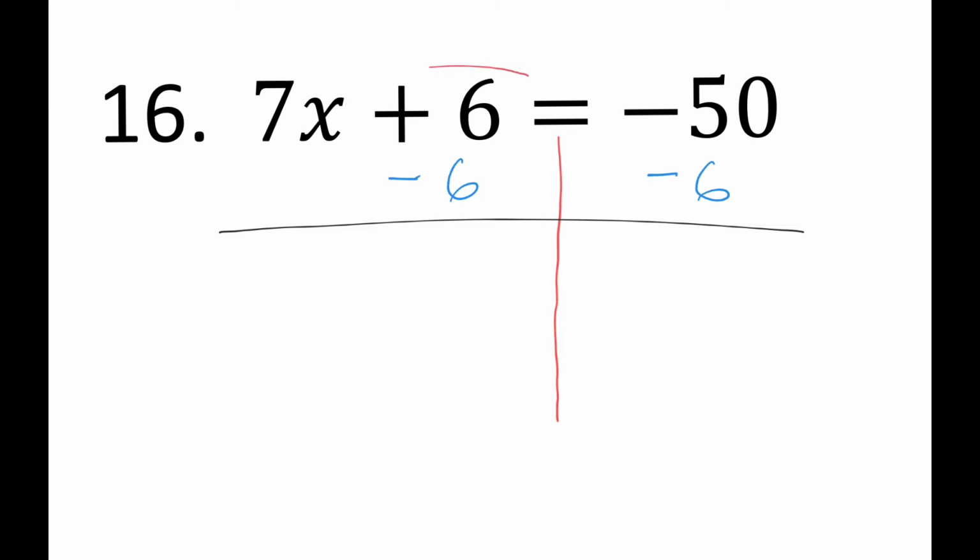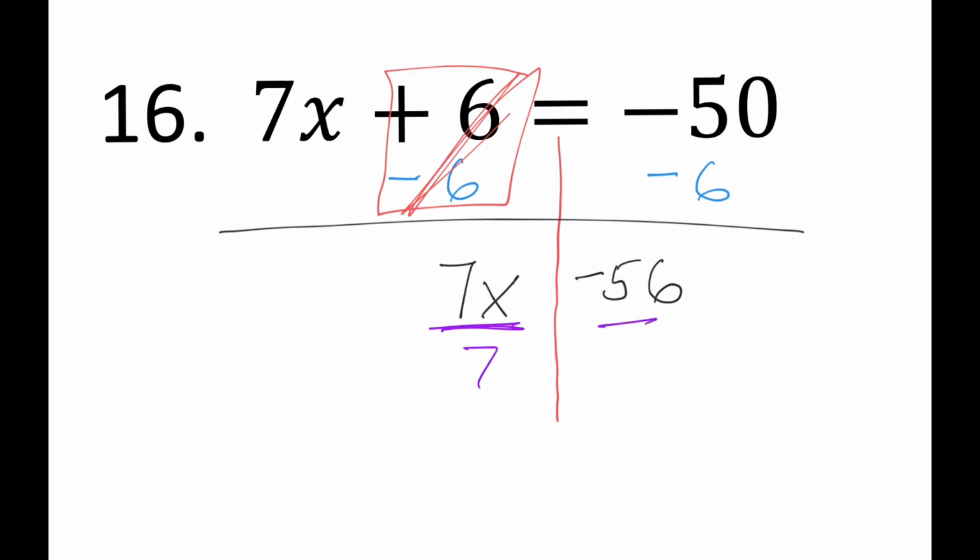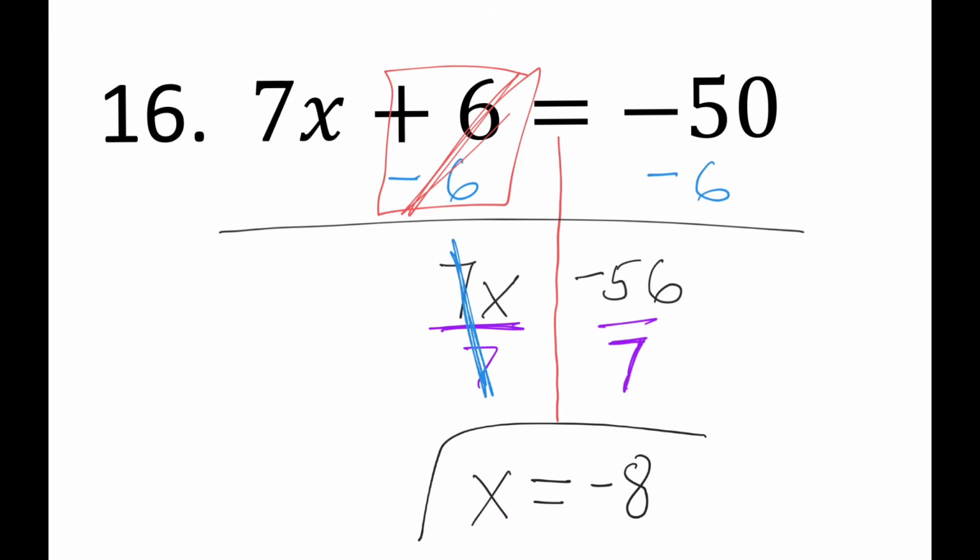We know that +6 and -6 cancel. So you bring down the 7x. And on the other side, the -50 minus 6 is going to be -56. The 2 numbers have the same sign, so you add and keep the sign. And then you go back, 7x, that's 7 times x, so the opposite will be division. Divide by 7 on both sides. When you divide by 7, 7 divided by 7 is 1. So you bring down the x, and on the other side, -56 divided by +7 is -8. Positive divided by negative is negative, so the answer is -8.